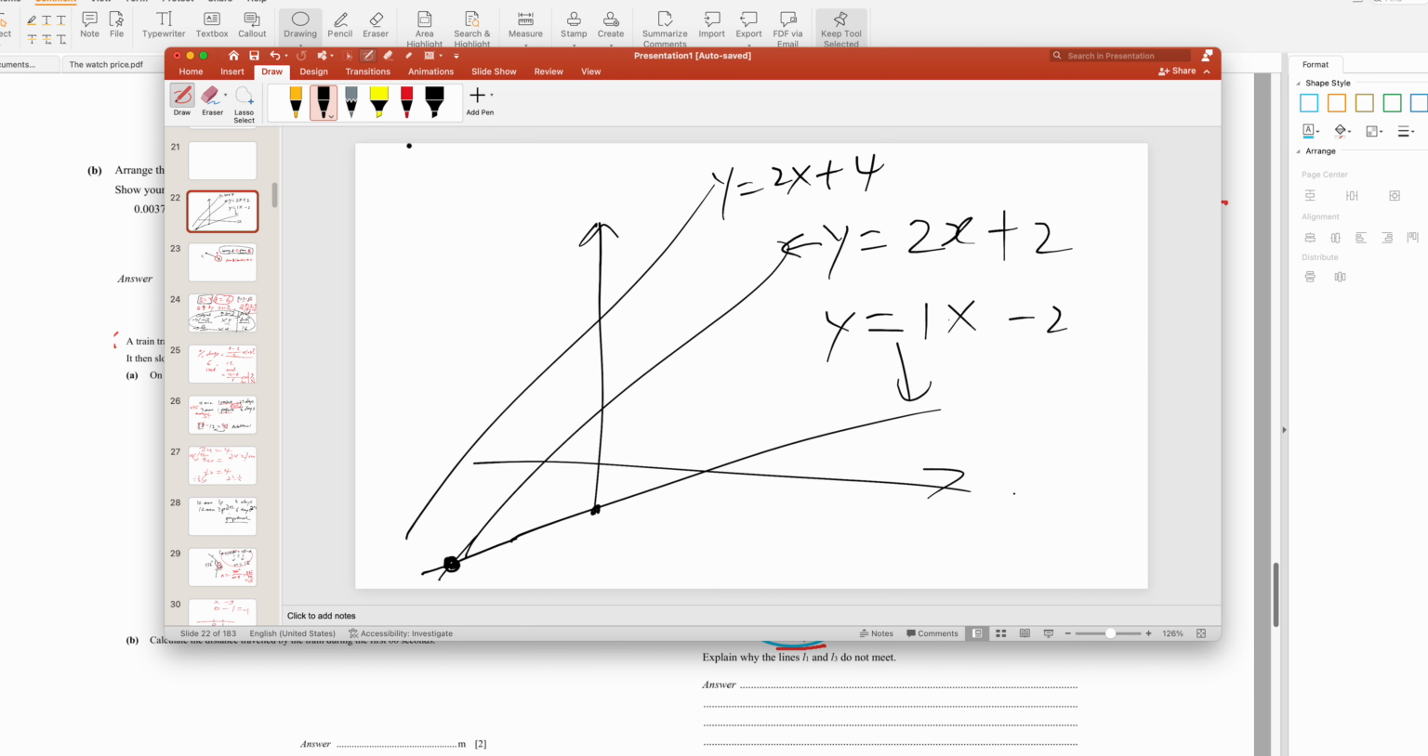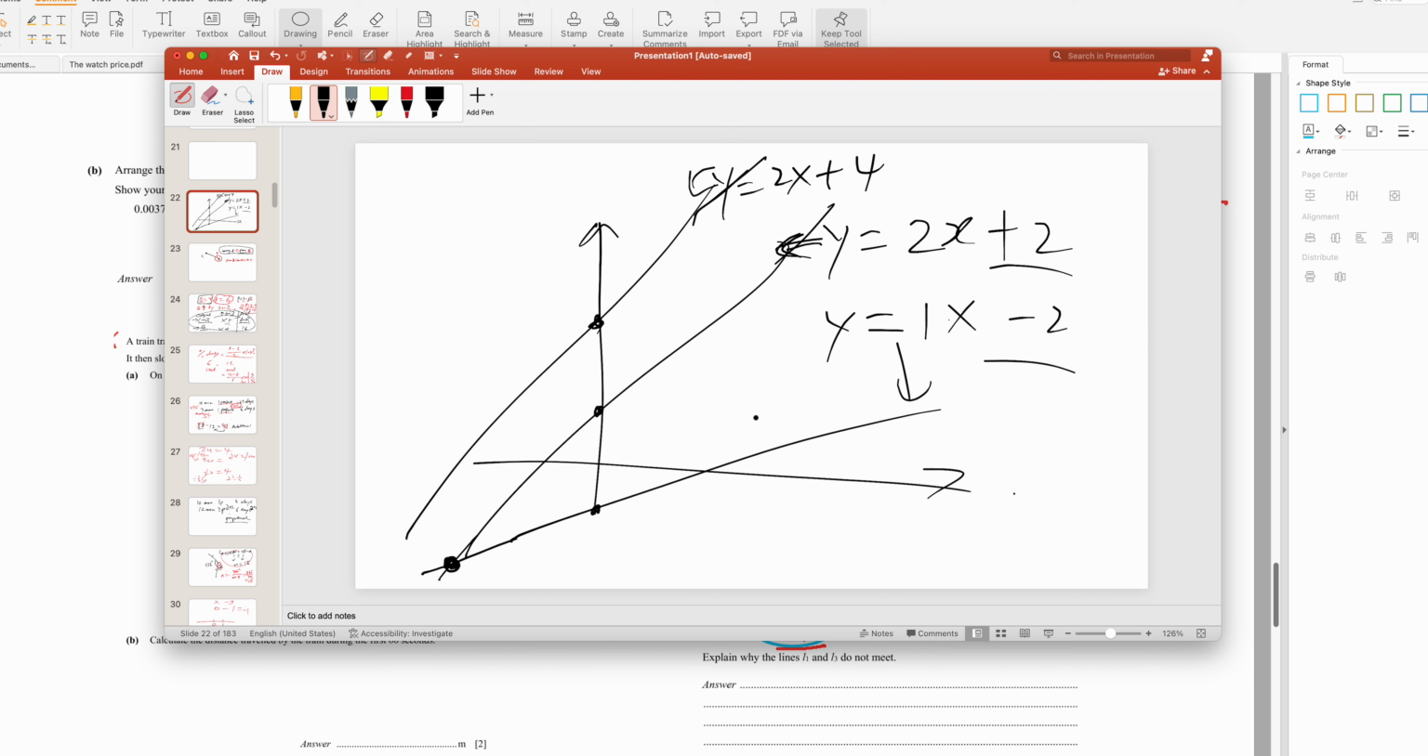Do you think these two will meet? No. Why not? Because that is 2x plus 4, so it's double of this one. Do you think this and this will meet? No, because this one plus 2 and this minus 2. Maybe they don't meet on the right hand side, maybe they will meet on the left hand side. No. Why not? Because both of them are 2x. So what does that mean? Both of them are 2x.